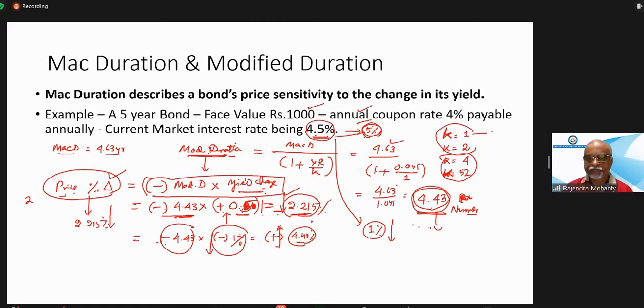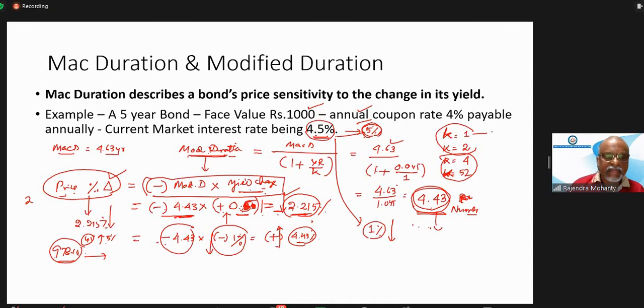Okay, clear? Sometimes they will ask that the current price is say 978 something. So if the market rate changes to 5%, what is the new price? So according to that, the price will fall by 2.215%. So you have to reduce 978.10 by 2.215%. Then you see what is the amount, how much the price is coming down. Because if the current price is this much at 4.5% rate, and the yield rate is increasing to 5%, means 0.5% rise, in that case, 2.215% fall.